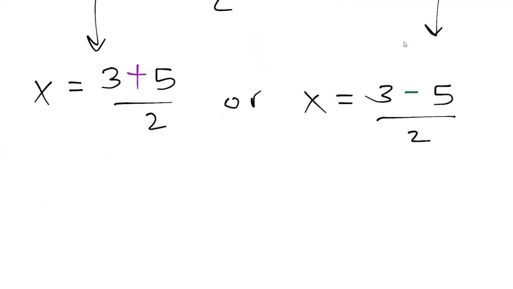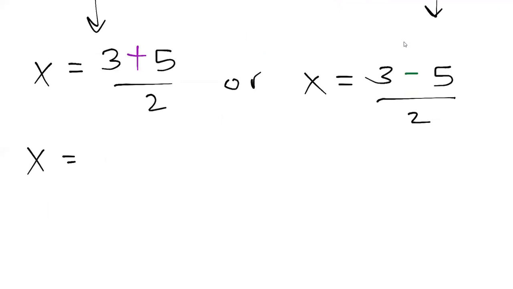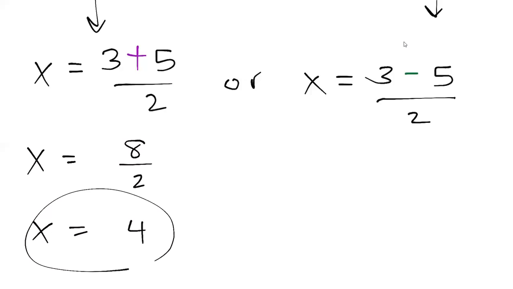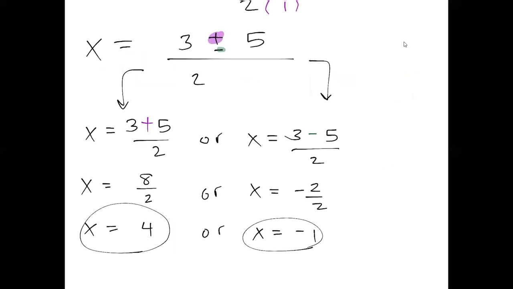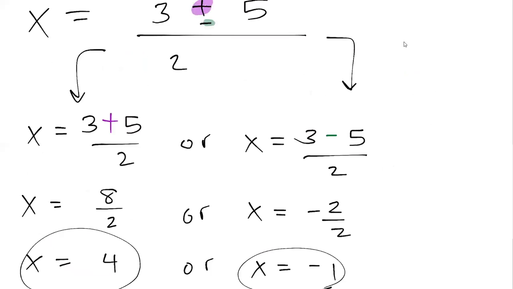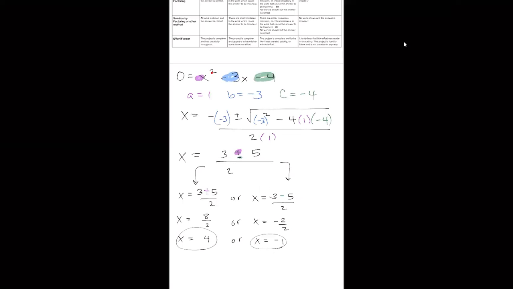Now we solve. 3 plus 5 is 8. 8 divided by 2 is 4. One solution. Or 3 minus 5 is -2. -2 over 2 is -1. Second solution. I verified that I have two solutions because an exponent of 2 means we should have two answers potentially. That is the fundamental theorem of algebra.